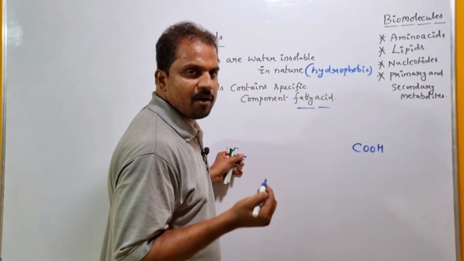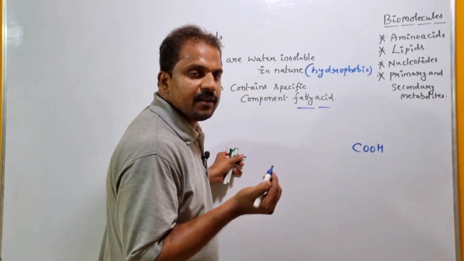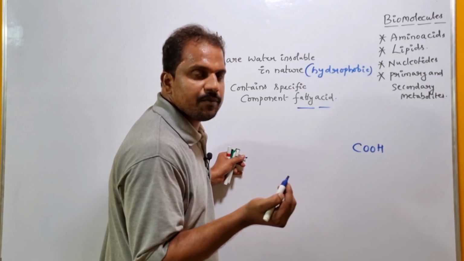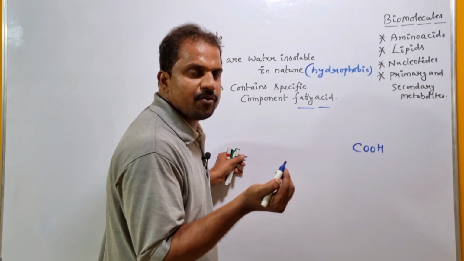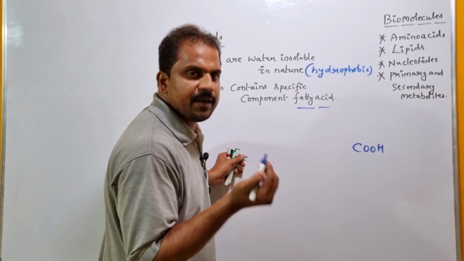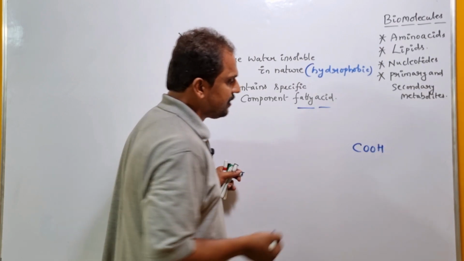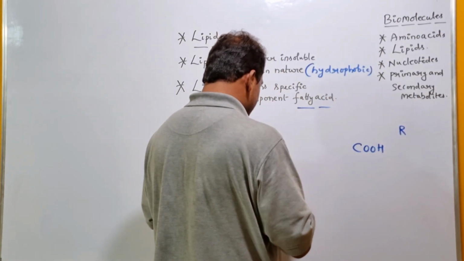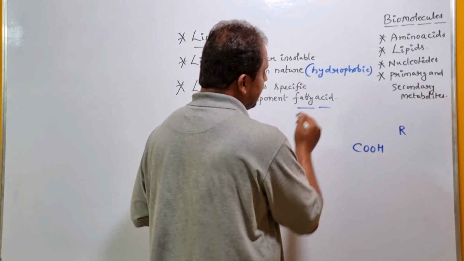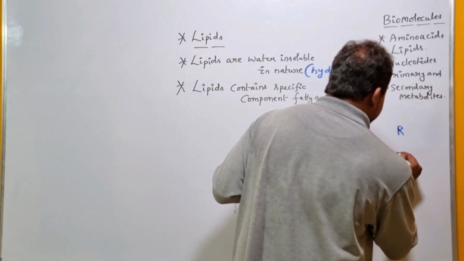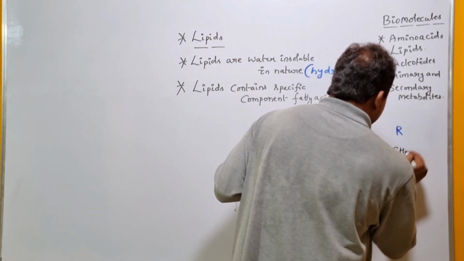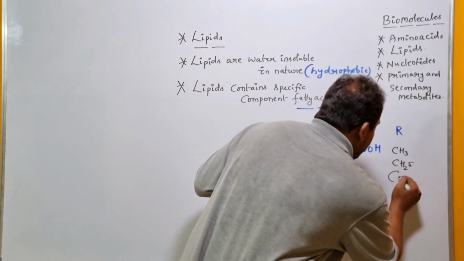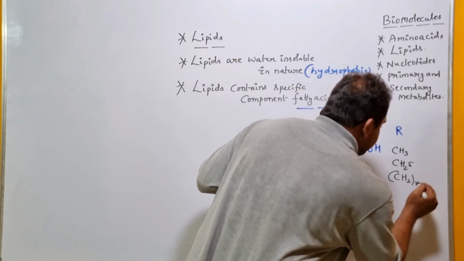And in addition to the carboxylic group, the fatty acid also contains a specific R group. And here the R group which is a part of the fatty acid can be of different types. So let me show it here. The R group which is a part of the fatty acid is of different types, and these include methyl group, or it can be ethyl group, or even it can be hydrocarbon chain.